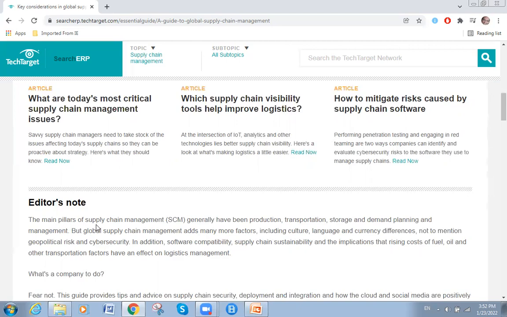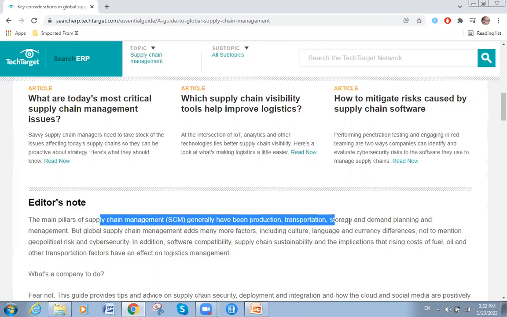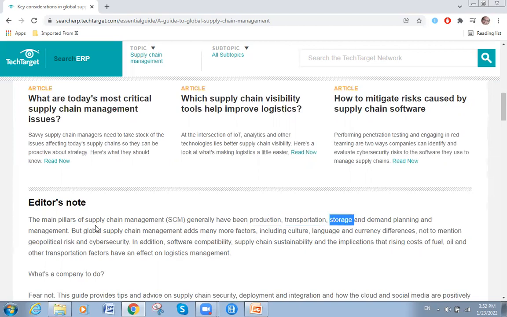The main pillars of supply chain management, like you see here, generally have been production, transportation, and storage. Those are the three things: production, transportation, and storage. Those are the global supply chain. Consequently, when we talk about the global supply chain, that means we are talking about the global logistics system, also including culture, language, and others. But global supply chain management adds many more factors.